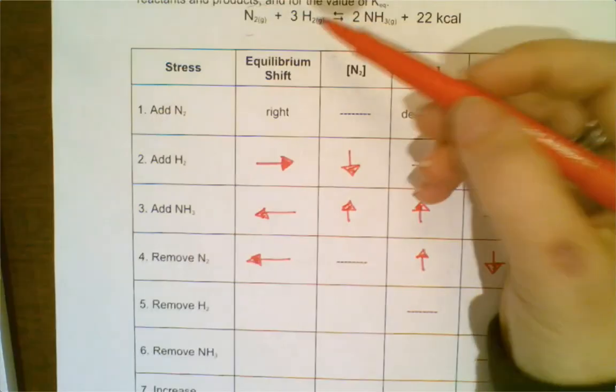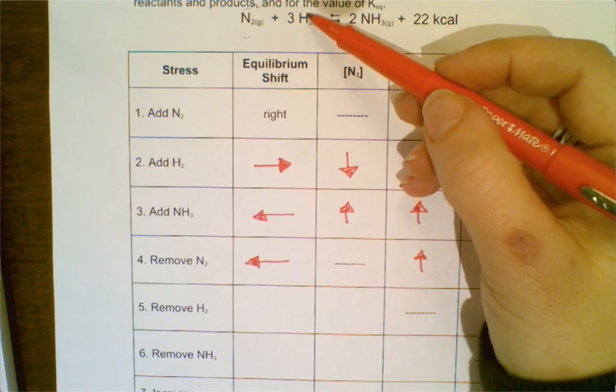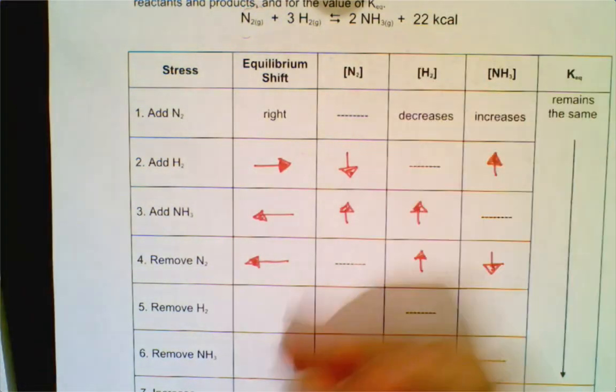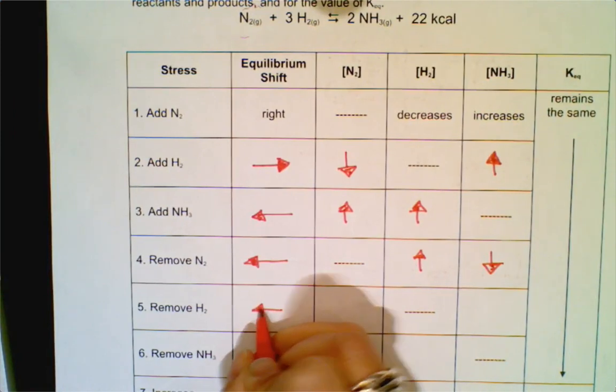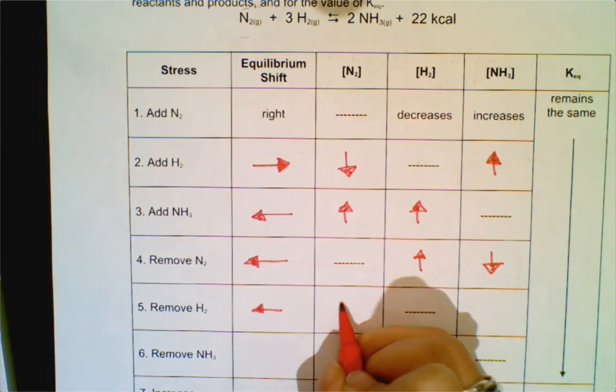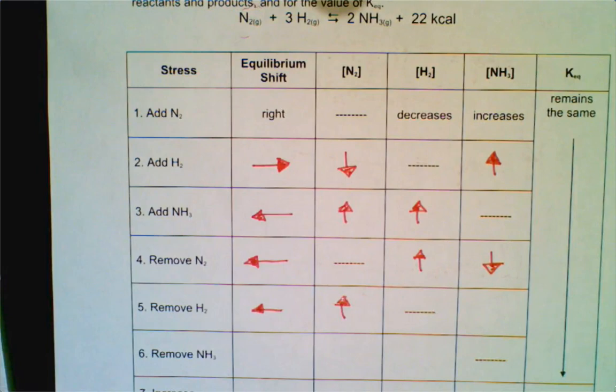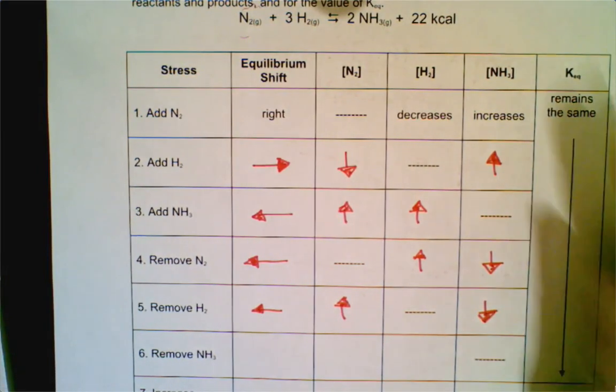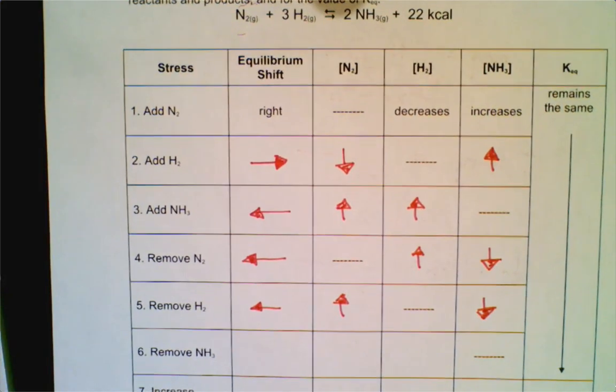The same effect will be felt if you happen to remove some H2. So if we remove some H2, the system says, oh no, we need to make more of it. The only way to make more is to shift again towards the left. And what will happen is, as a result, more N2 will be made and your NH3 will go down. We'll get to the last column in a moment.